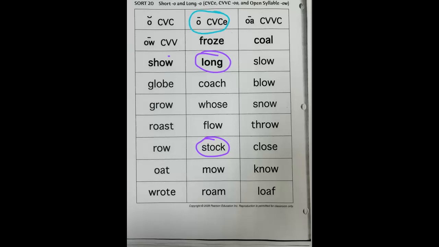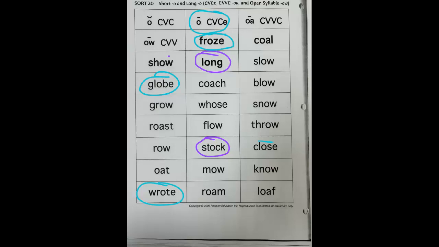And this is long O. When you see the line over the O, means it says its name. So it says O. So we have consonant, vowel, consonant, and then ends with an E. For example, froze. I hear the O in it, froze, and I have O, Z, E. We have globe. I have consonant L, vowel O, consonant B, and ends with an E. We have wrote. Down here, I wrote a poem. R consonant, O vowel, T consonant, ends with an E.